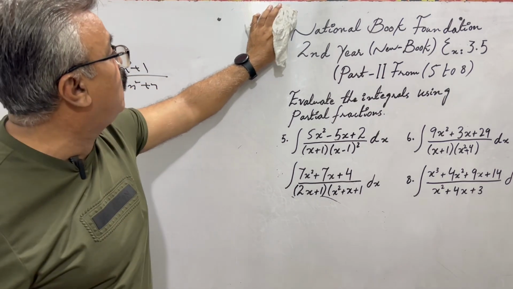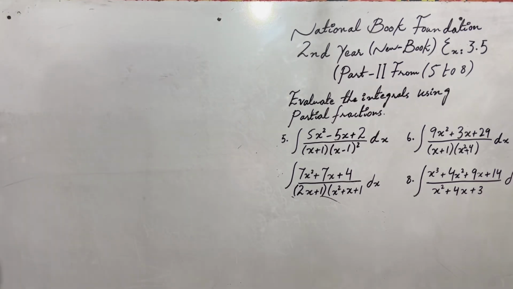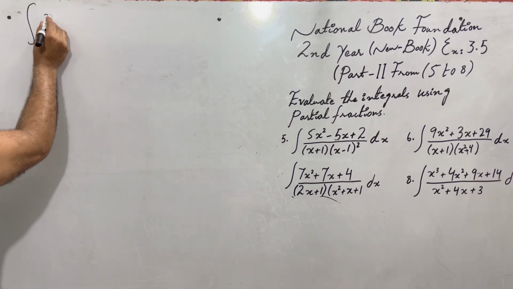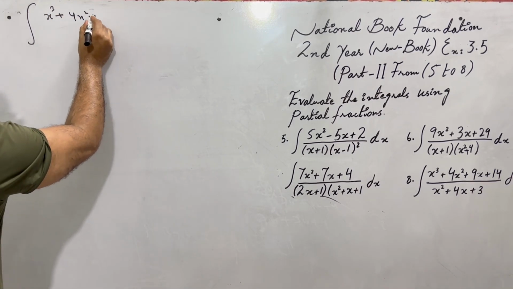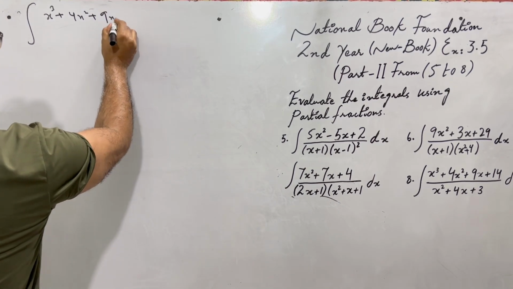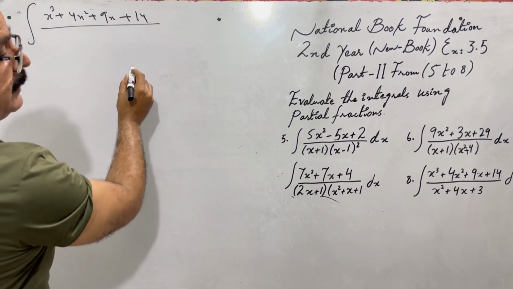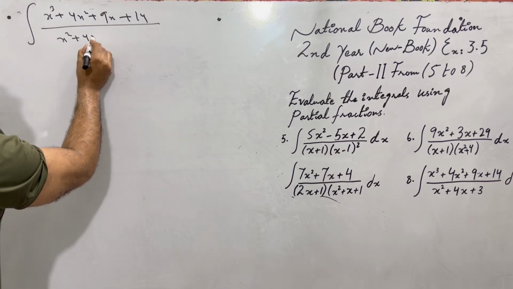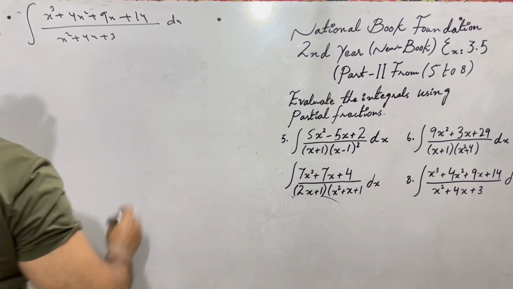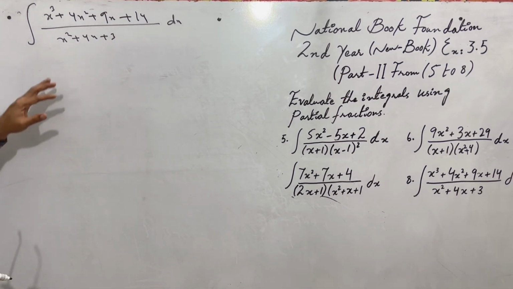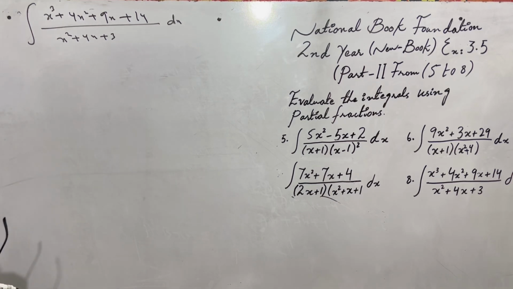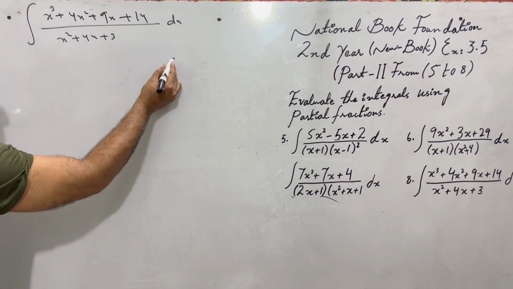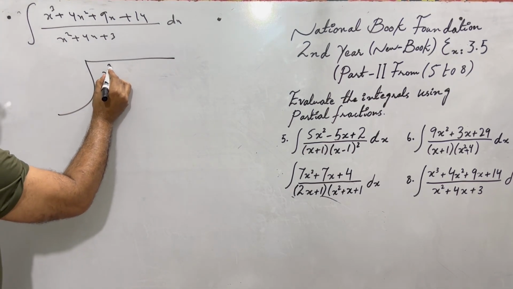Let's see and find out how to unfold this. We have x cube plus 4x square plus 9x plus 14 divided by x square plus 4x plus 3 dx. Degree of numerator is greater than denominator. First apply synthetic division to make the degree of numerator lesser than the denominator. Apply simple synthetic division, the orthodox method.